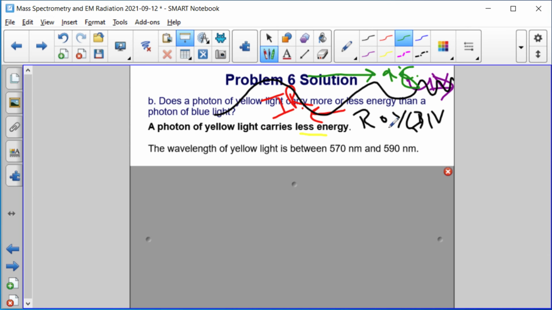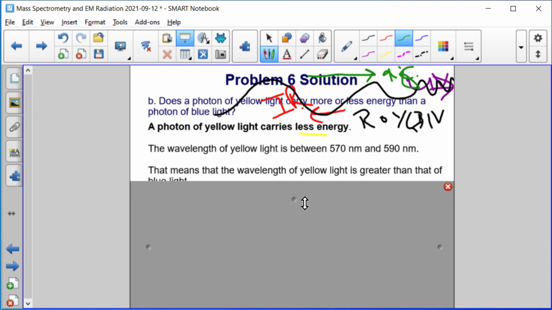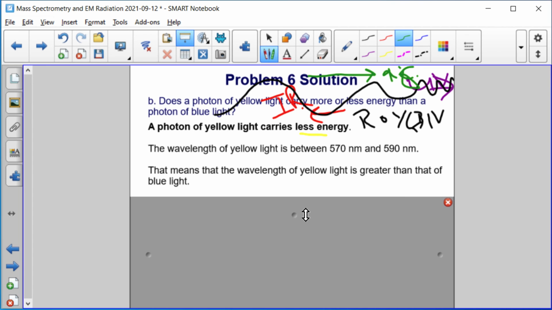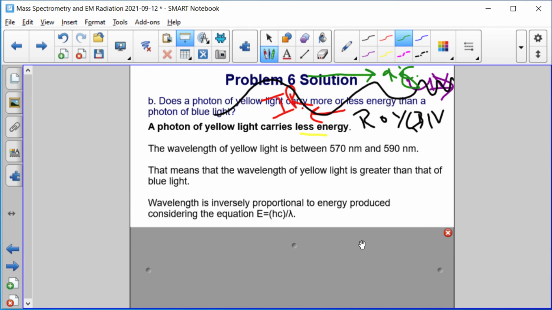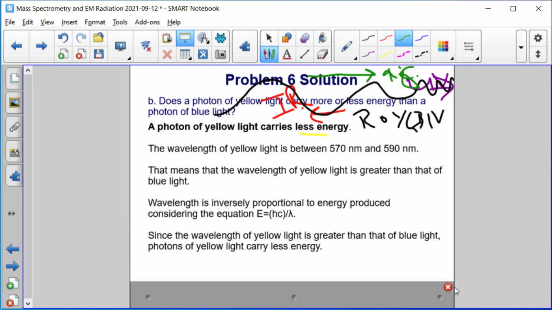So yellow light has a longer wavelength than blue light, 570 to 590 nanometers. That means the wavelength is greater than that of blue light. Given that same equation that we considered on the previous slide, wavelength is inversely proportional to the energy. So the greater the wavelength, the longer the wavelength, the lower the energy. Since the wavelength of yellow light is greater than that of blue light, photons of yellow light carry less energy.